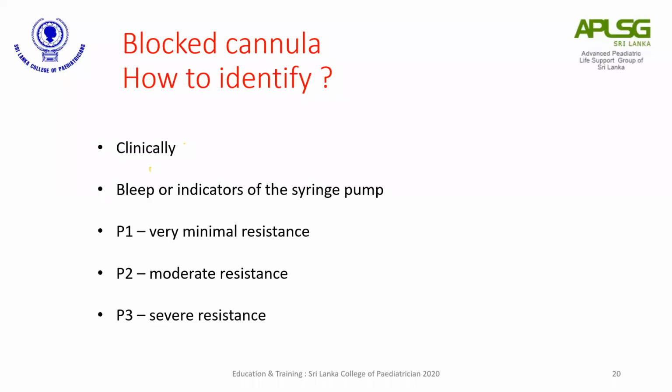How do I identify a blocked cannula? You can do it clinically, as I told you. If there is a resistance to the flush, that means there's a chance the cannula is blocked. But if you're using a syringe pump, there are three light indicators, P1, P2, P3, depending on the degree of the resistance. If you realize the cannula is blocked, you can flush it with heparinized saline and see. If it fails, then you have to resite again.